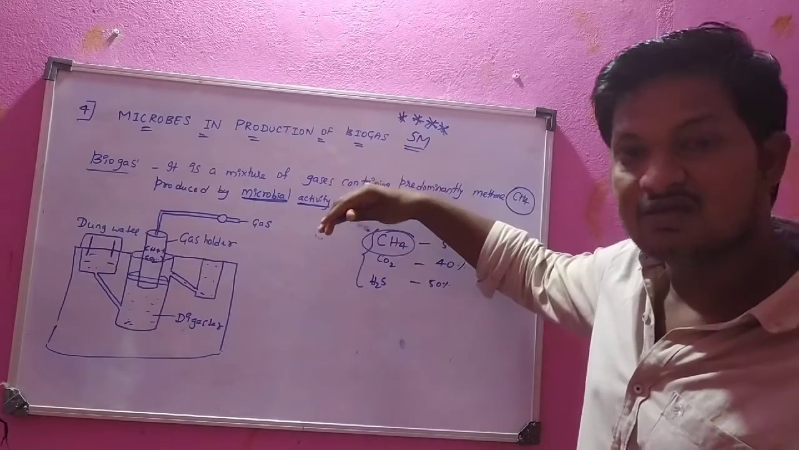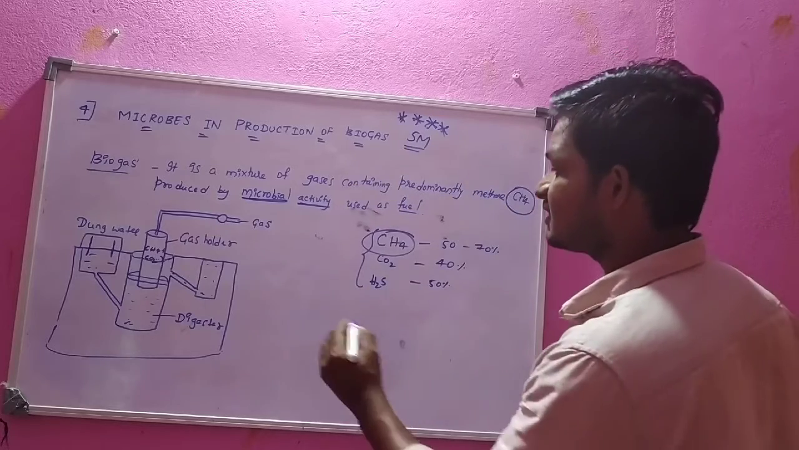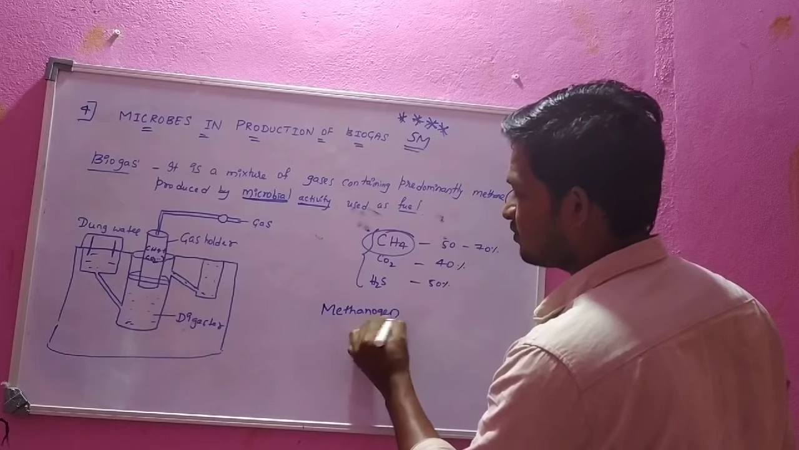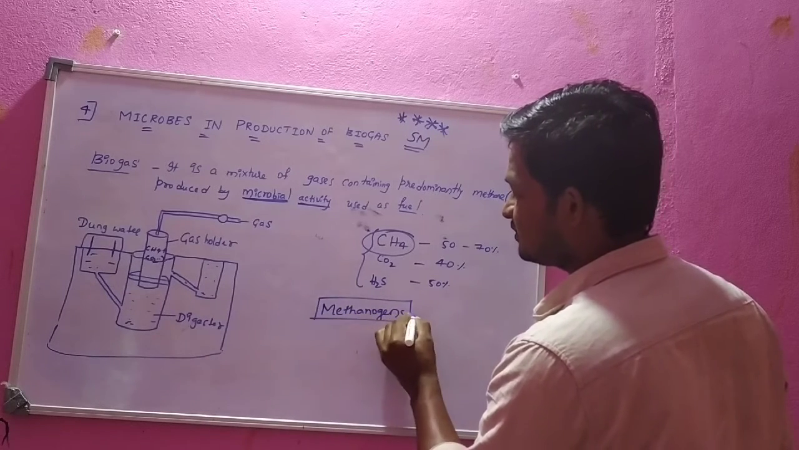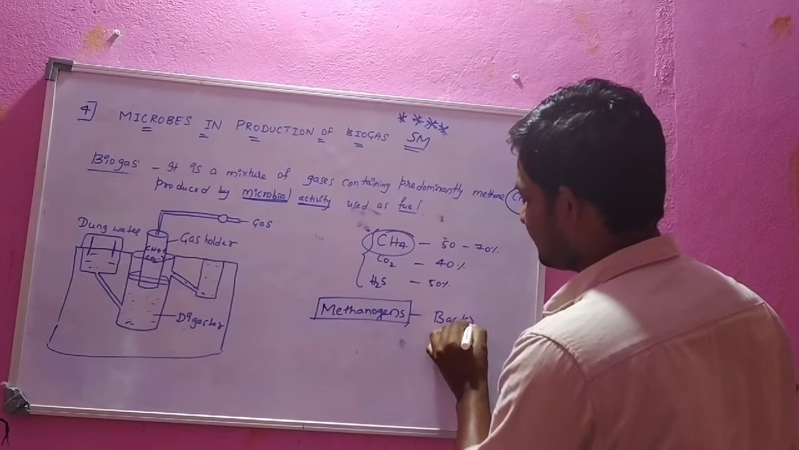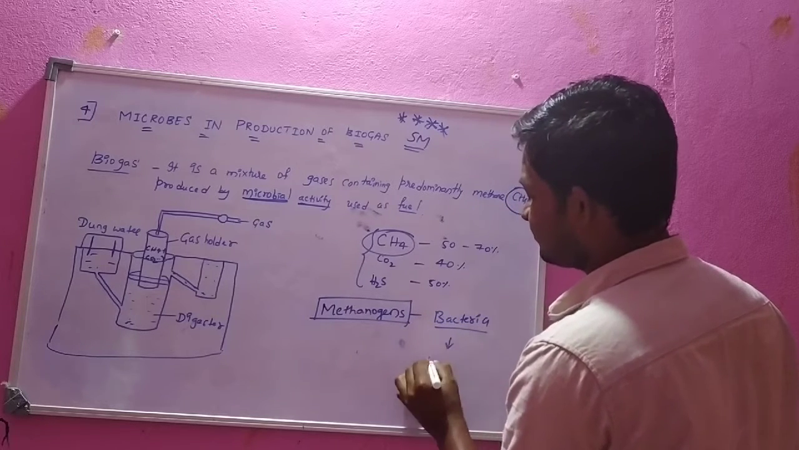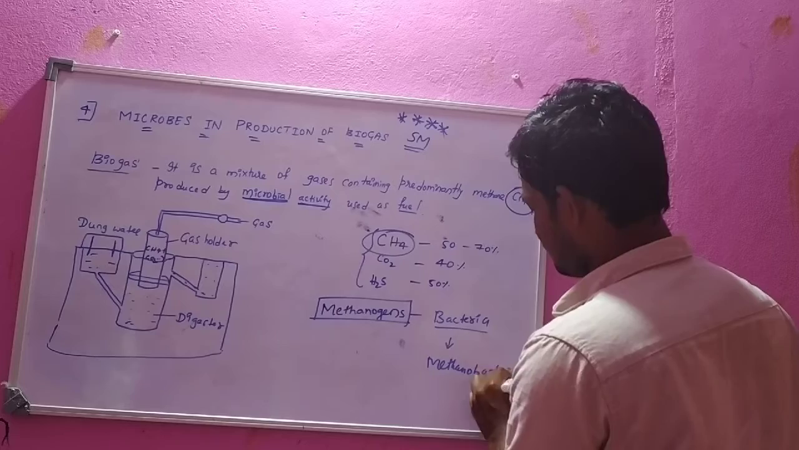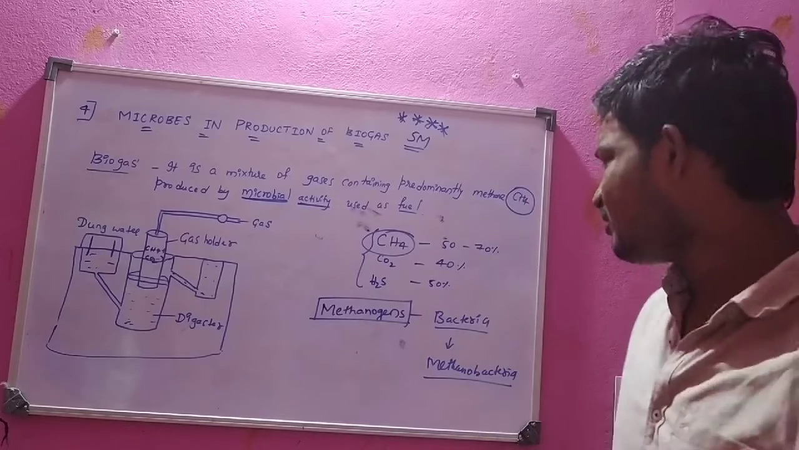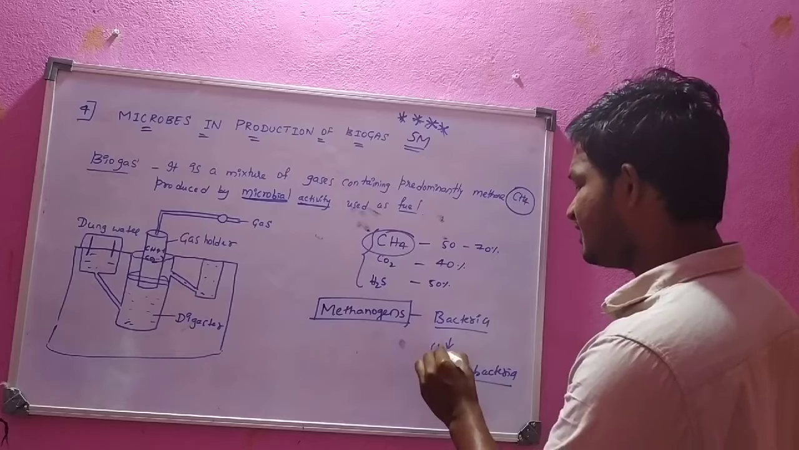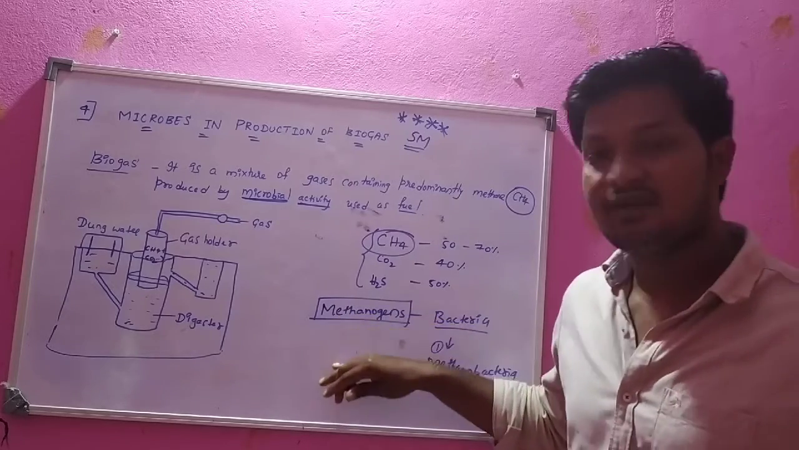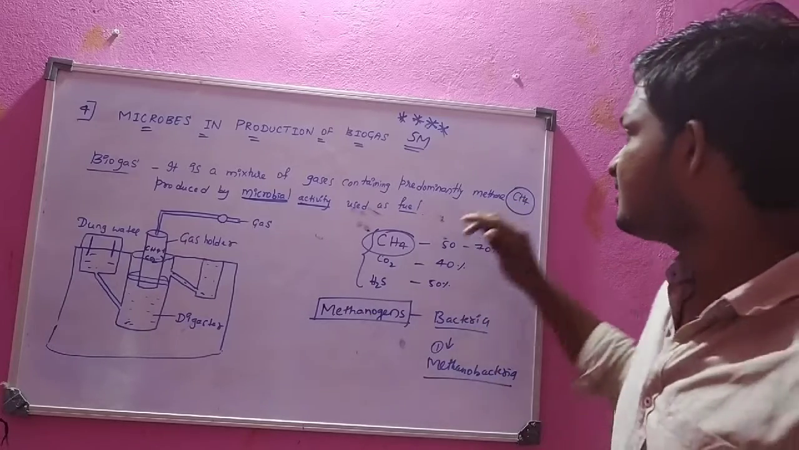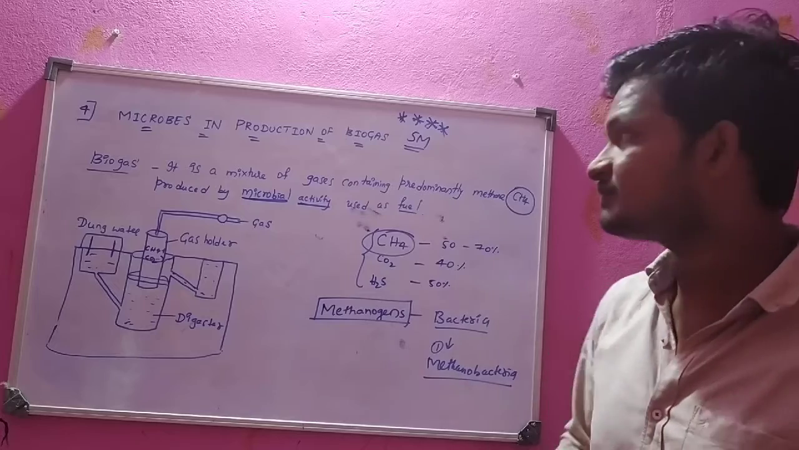What type of microbe is used here? The microbe is called methanogens. Methanogens are bacteria, and the group contains many bacteria. Under that, one bacterium is Methanobacterium. Under the activity of methanogens, the methane gas will be produced, and that will be used for various purposes.